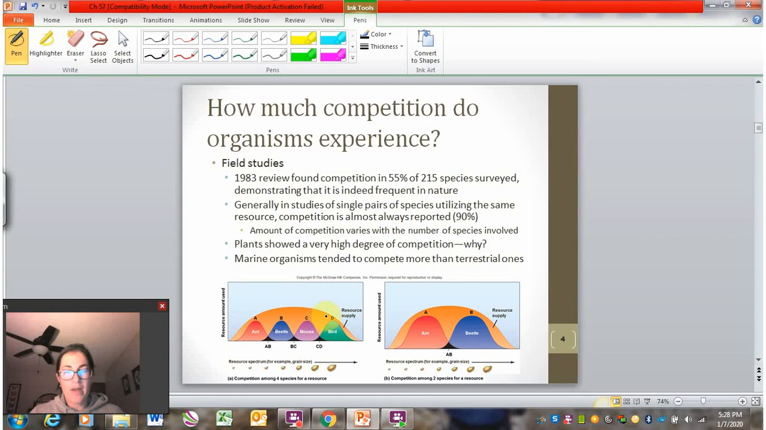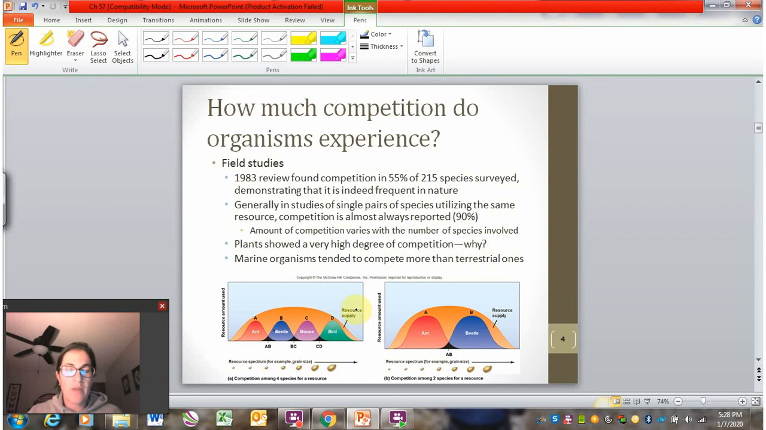So at a broader level, they're not experiencing competition. But again, the competition is generally present with at least one other species. Plants show an even higher degree of competition than animals. This makes sense because plants can't move. So if they're next to something, they're stuck fighting for whatever the soil resources with that organism or the light resources with that organism.